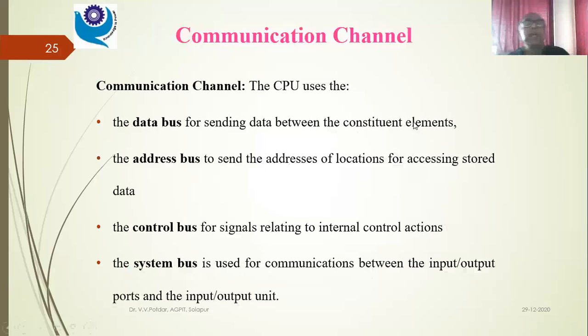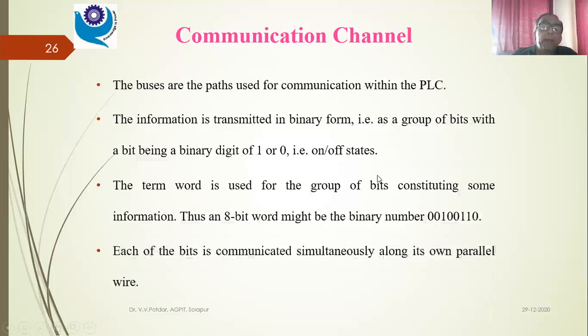And the communication channel: the CPU uses the data bus for sending data between the constituent elements. It uses the address bus to send the addresses of locations for accessing stored data. It uses the control bus for signals relating to internal control actions, and it uses a system bus for communication between input-output ports and input-output units. The buses are the paths used for communication within the PLC.